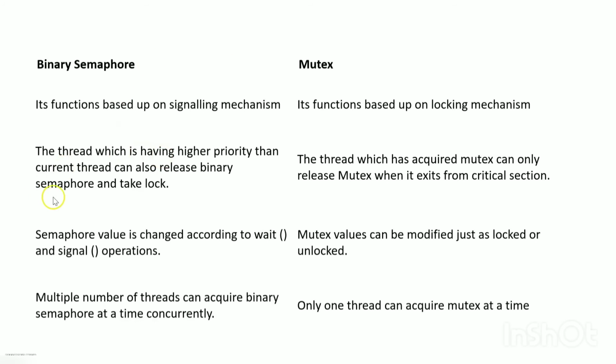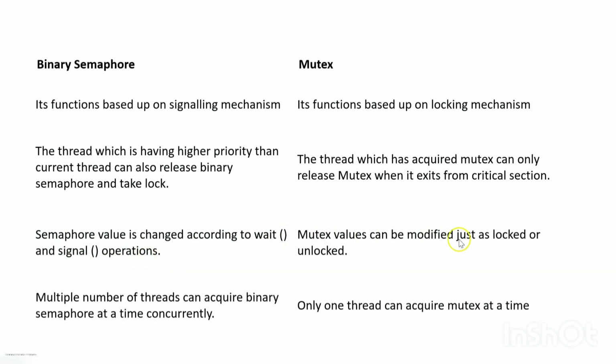Now, a thread which has higher priority than the current thread can also release the binary semaphore and take the lock. We have already discussed this, but for a mutex, only when the process that has accessed it releases it will it exit the critical section and can another process access it. Next, let us discuss the other property of the binary semaphore. The binary semaphore value can be changed according to wait and signal operations.